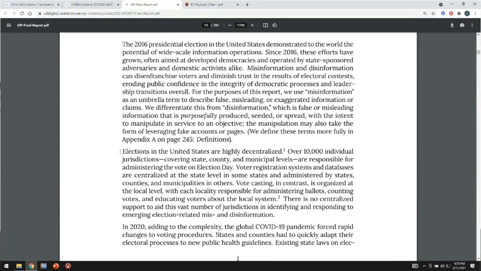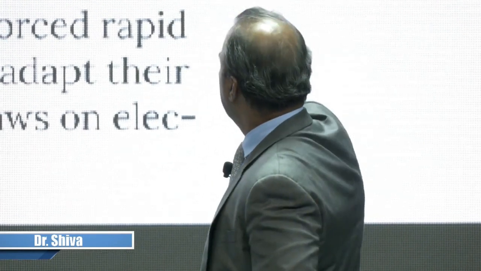Over 10,000 individual jurisdictions covering state, county, and municipal levels are responsible for administering the vote on election day. Voter registration systems and databases are centralized at the state level. Vote casting, in contrast, is organized at the local level. There is no centralized support to aid the vast number of jurisdictions in identifying and responding to emerging election-related misinformation and disinformation. They're upset there's not one centralized organization that can crush, quote-unquote, misinformation. They are upset that things are decentralized. Everyone following me?